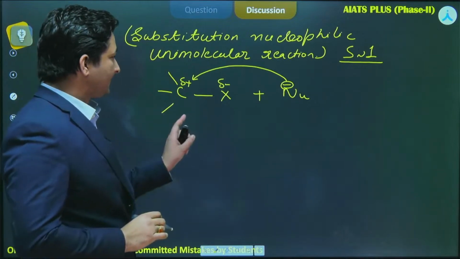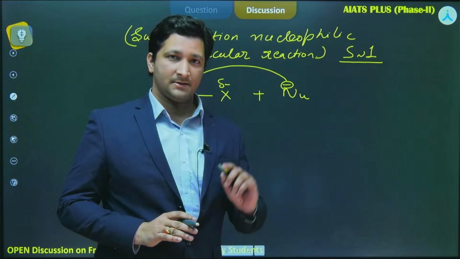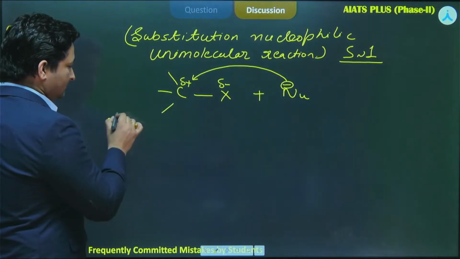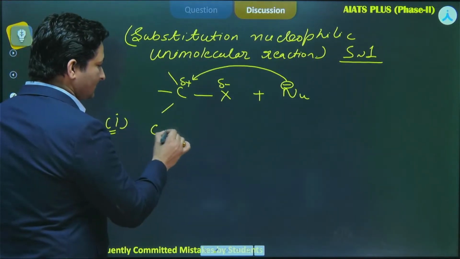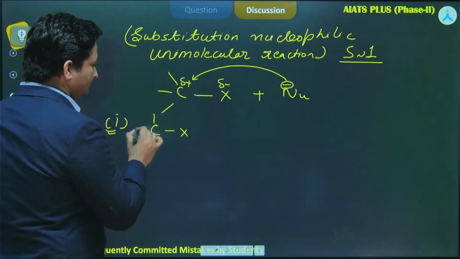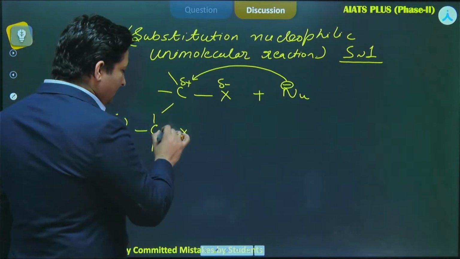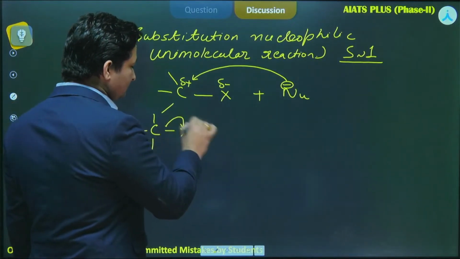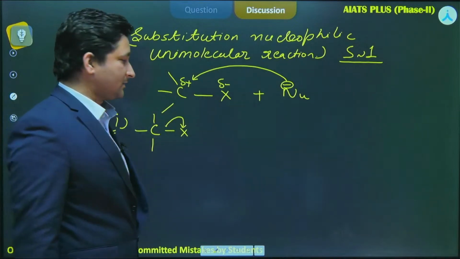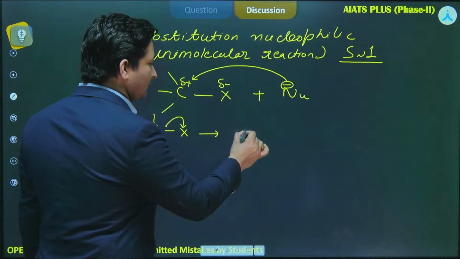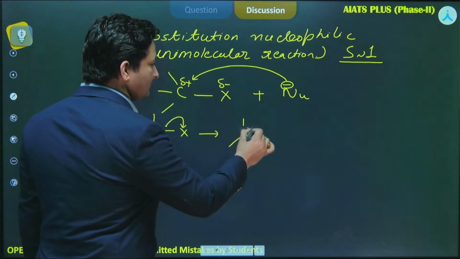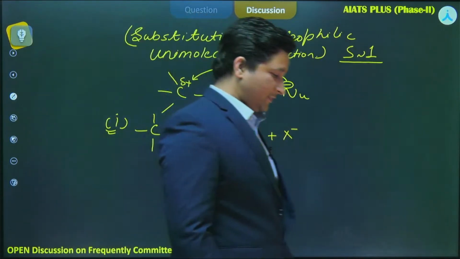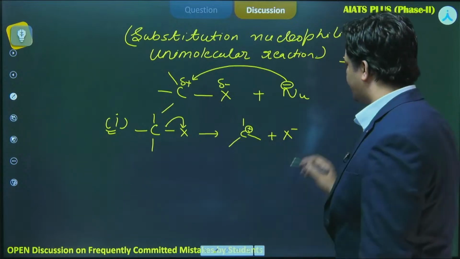So first of all, in the SN1 mechanism, the carbon-halogen bond breaks. Try to understand this fact. The carbon-halogen bond is there, and this halogen is more electronegative, so it will attract the shared pair of electrons towards itself. This leads to the formation of a carbocation, and X minus is also formed here. So the first step is the formation of the carbocation.